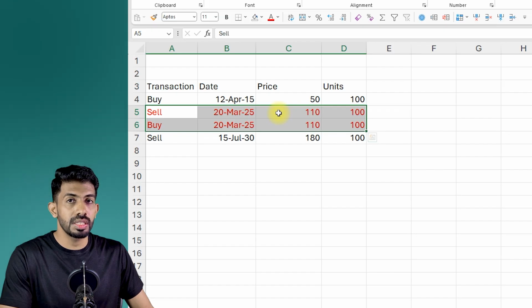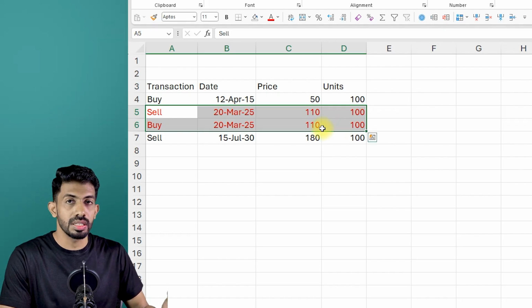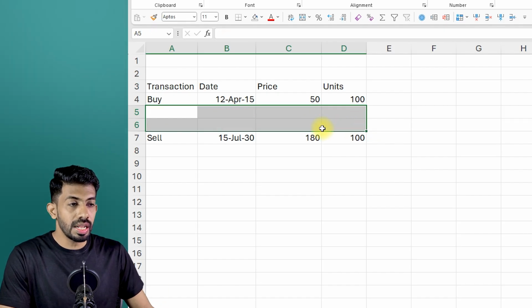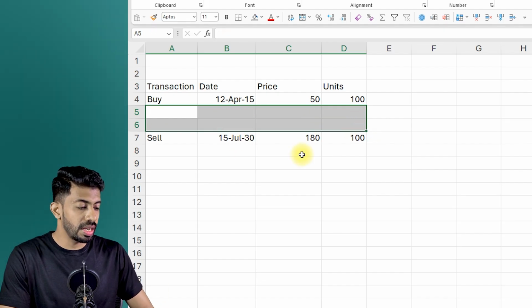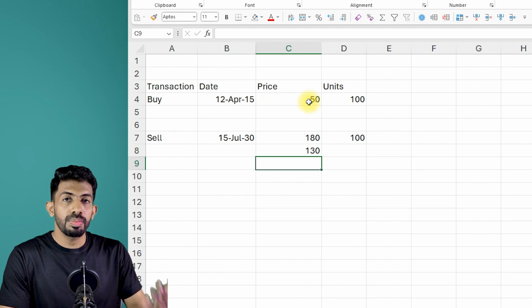And as a result, the purchase price will not get updated from 50 to 110, as these both will get set off against each other and will not be considered at all. So if you sell the units in 2030 for 180, your profit will still be computed as 180 minus 50, which is 130. So the whole purpose of doing the transaction itself will get completely defeated.